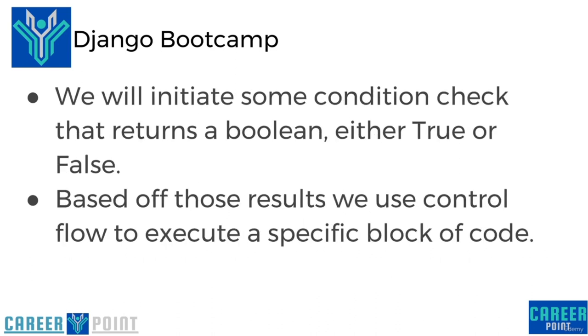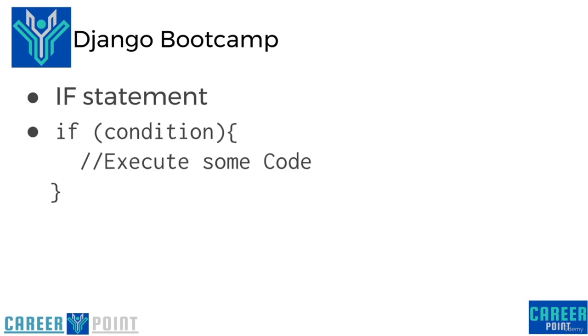So usually when you're dealing with control flow, you're going to initiate some sort of condition check that returns a Boolean, which is either true or false. And then based off those results, you use control flow to execute a specific block of code. Let's see the first basic example, which is an if statement.